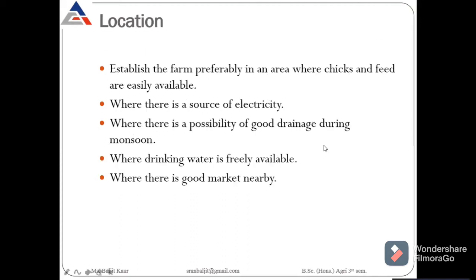Now location. The location of the poultry houses should be accessible to the market. There should be a good source of electricity. A good drainage system should be there. Good drinking water should be freely available, as the chicks require drinking water, and the market should be nearby, and chick feed should be available easily.